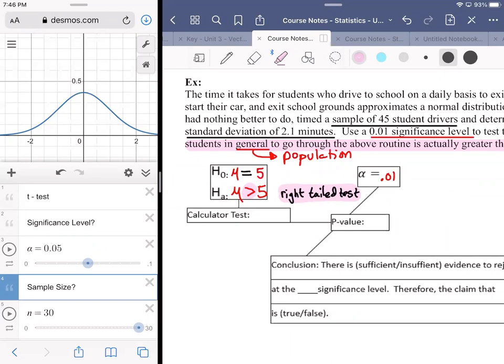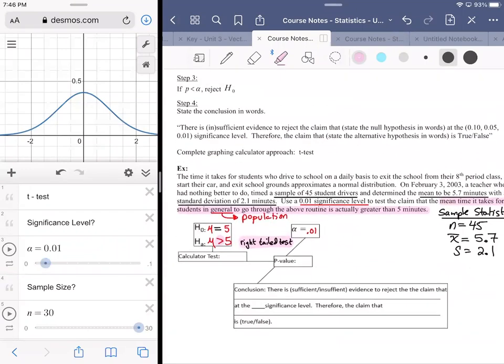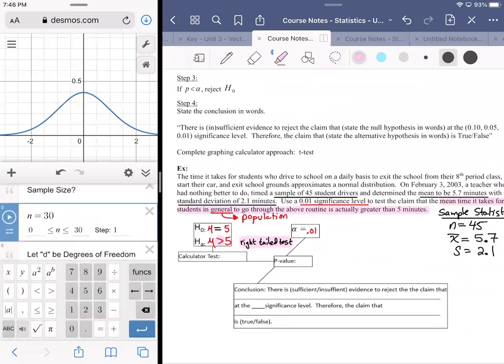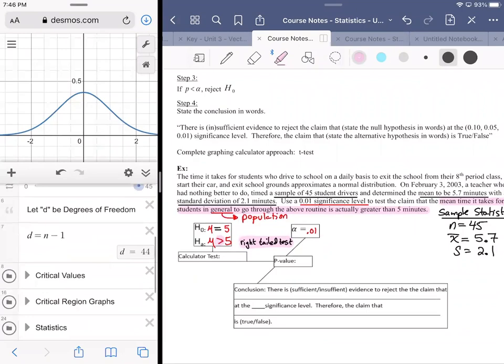We have a 0.01, so I can start getting into my Desmos calculator. I could slide that over to 0.01. The sample size, an n value of 45. My slider doesn't go large enough, so what I can do there is just tap on the 30 and make it go to 45. That's not a problem. Degrees of freedom are automatically computed for you.